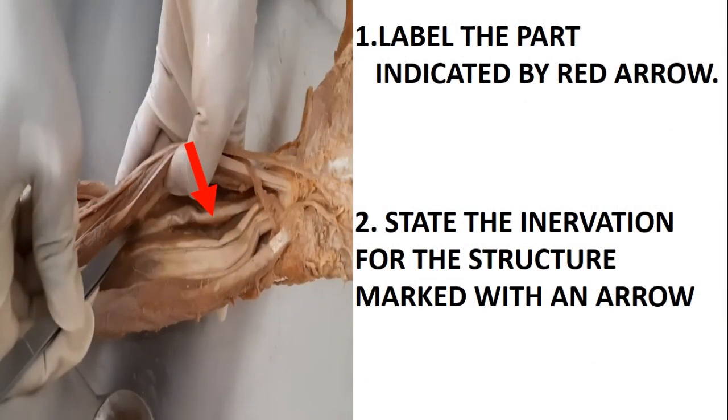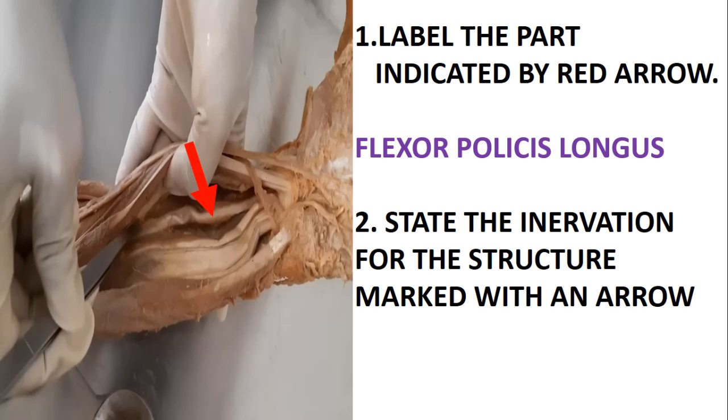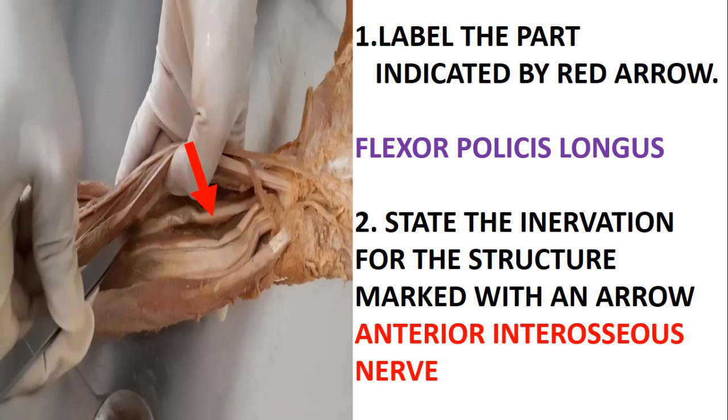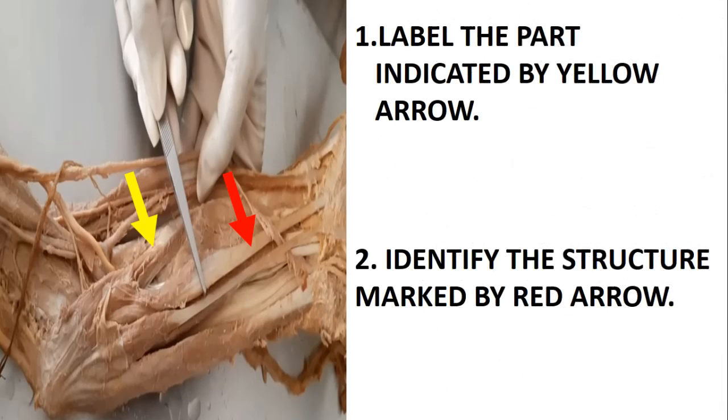Label the part indicated by the red arrow. This is known as the flexor pollicis longus. State the innervation for the structure marked with an arrow. The flexor pollicis longus is innervated by a branch of the median nerve, which is known as the anterior interosseous nerve. Remember, the flexor pollicis longus is an example of a deep muscle of the anterior compartment of the forearm. Let's quickly move on and look at this next question.